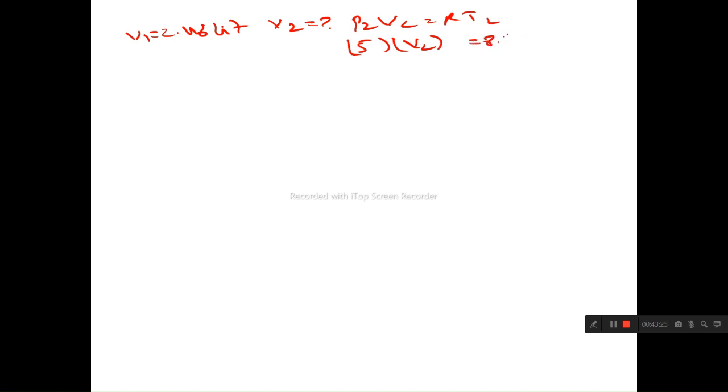Continue from the next one. So we have calculated the V1 value, that is 2.46 liter. Okay, so we need to determine the V2 value. Similarly, P2 V2 equals R T2. So we know this is 5 atmosphere, and we don't know the V2 value, R is 0.0821, and this one is 300, right? So that will give the V2 value. V2 is 4.92. Since it is expanded, the volume is increased.